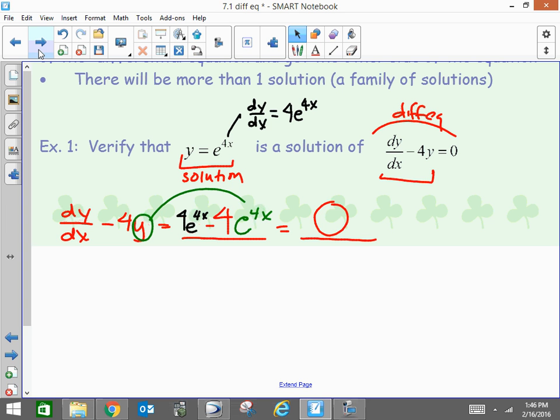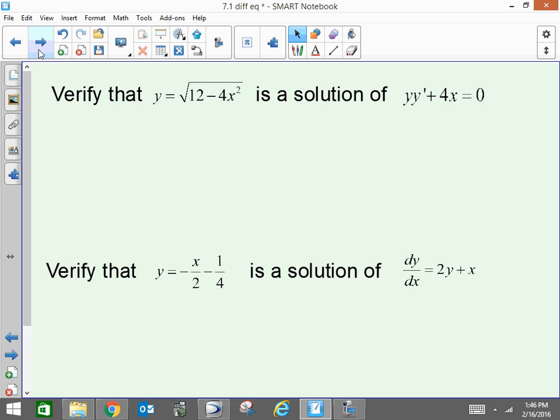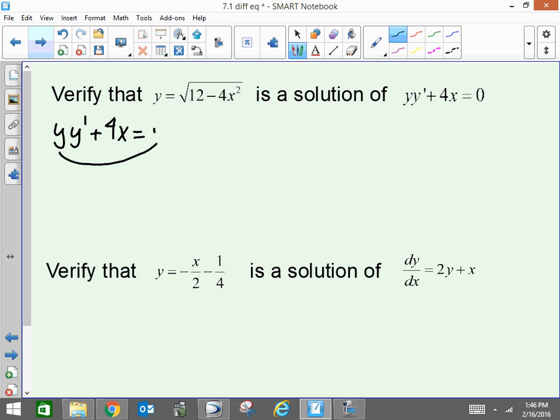All right, let's try a couple more verifications. Let's verify that y equals the square root of 12 minus 4x squared is the solution of y times y prime plus 4x. So we're going to start with y y prime plus 4x equals, oops, I don't want to write equals 0 yet. So I'm going to plug in y. What's y? Square root of 12 minus 4x squared. Okay, y prime. I'm going to have to figure out what y prime is.